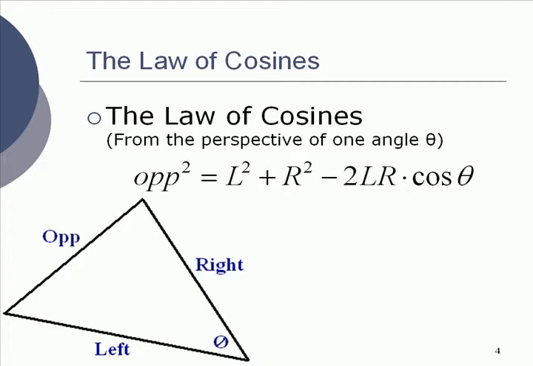But for example, in the picture, from our angle theta down in the bottom right, one side is to the left of that angle, the other side is to the right of that angle if you were standing there, and the third side is the one opposite that angle. And it's always true that the opposite side squared equals the left squared plus the right squared minus 2 left right times the cosine of your angle theta. That's the one that we're going to use.